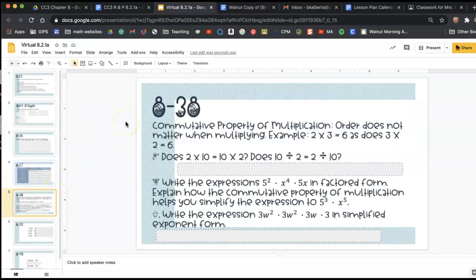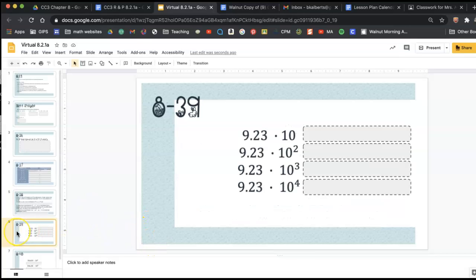The next slide talks about the commutative property of multiplication. We actually talked about this way early in the year, I think back in chapter 1, talking about how order does not matter when we multiply, kind of like addition. And so there's a couple problems here for you to think about. This one, you don't really have enough room to type anything, so just think about that one. And then this last one, there is some room for you to type.